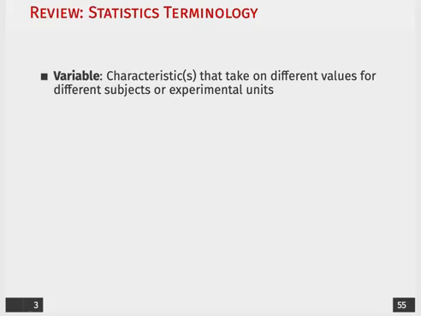Let's start at the most basic level that we can talk about, which is a variable. When we talk about any variable, all we're doing is describing some characteristic that's going to take on different values, and that's important. We need variation. There has to be different values that are taken on by different subjects or experimental units.